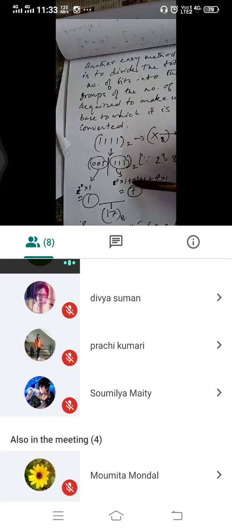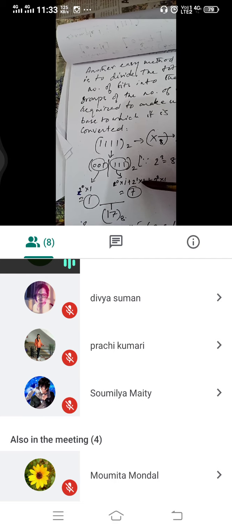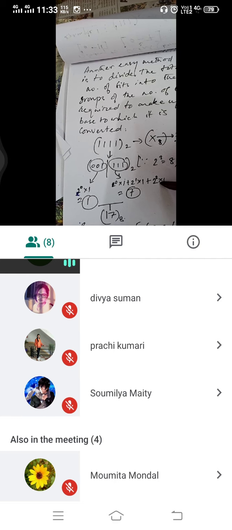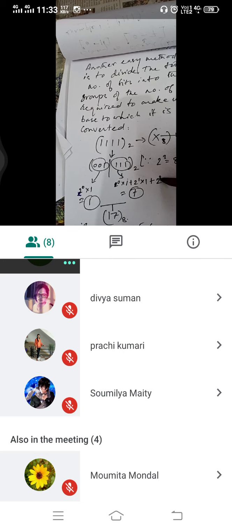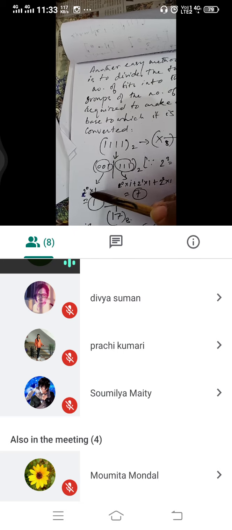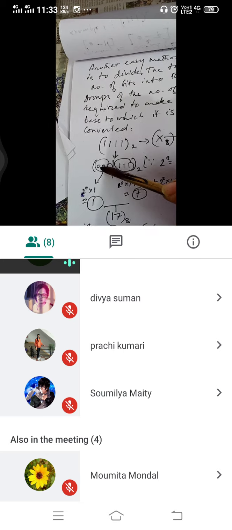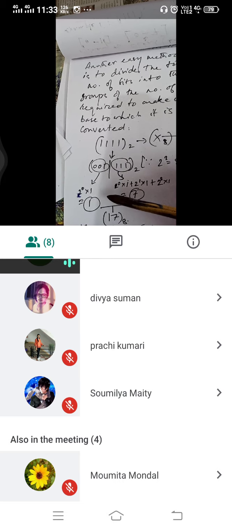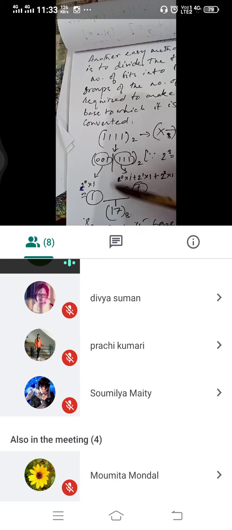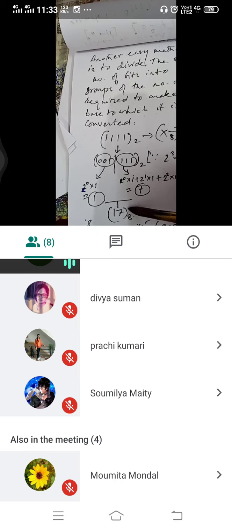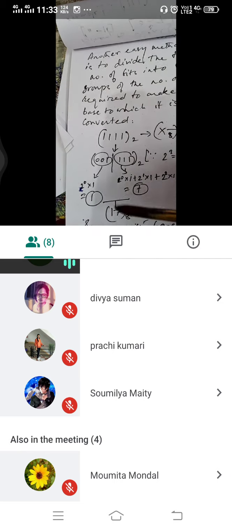How? Here, 2 to the power of 0 multiplied by 1, plus 2 to the power of 1 multiplied by 1, plus 2 to the power of 2 multiplied by 1, that's 7. 4 plus 2 plus 1. And this 2 to the power of 0 multiplied by 1, that's only 1. The others are zeros, so I'm not even writing them. That's 1 here and 7 here. So write them separately. Here you don't even have to worry about converting and deconverting.